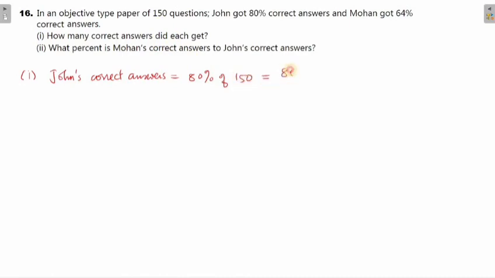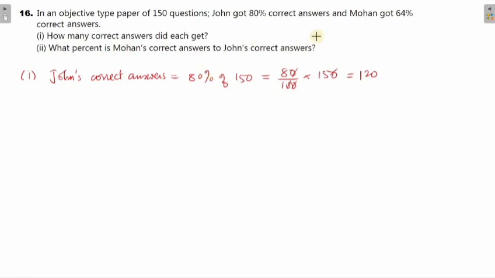So it becomes 80 by 100 into 150, right? So the zeros get cancelled. So we have 15 into 8, which is 120. So that means out of 150, 120 questions are answered correctly by John.